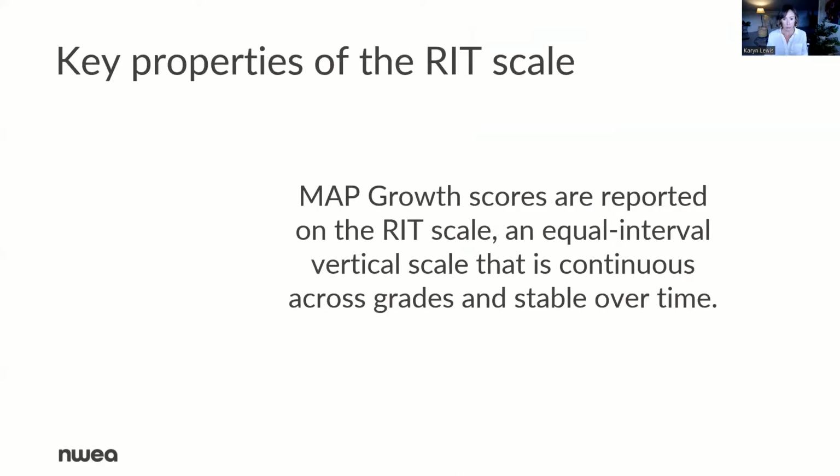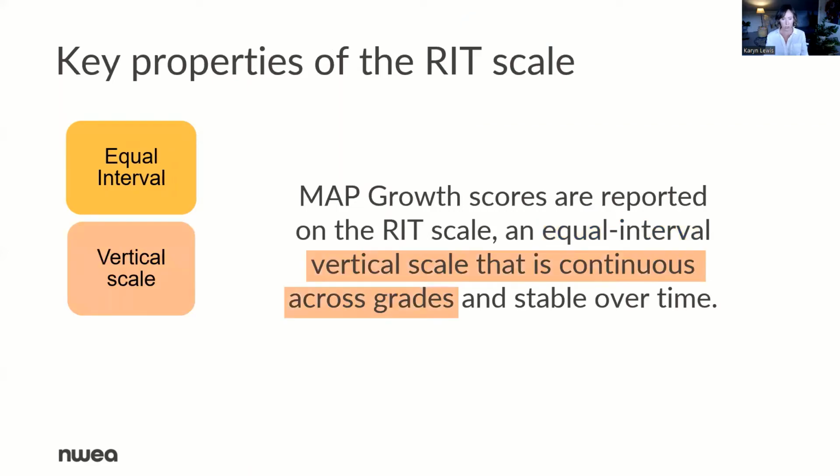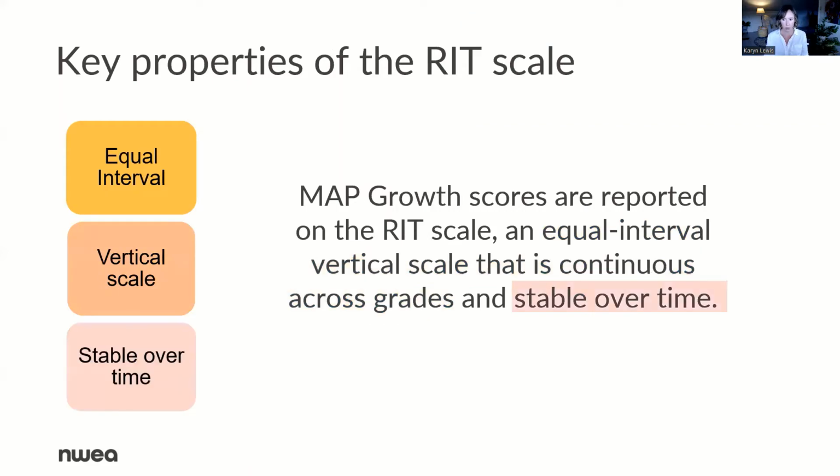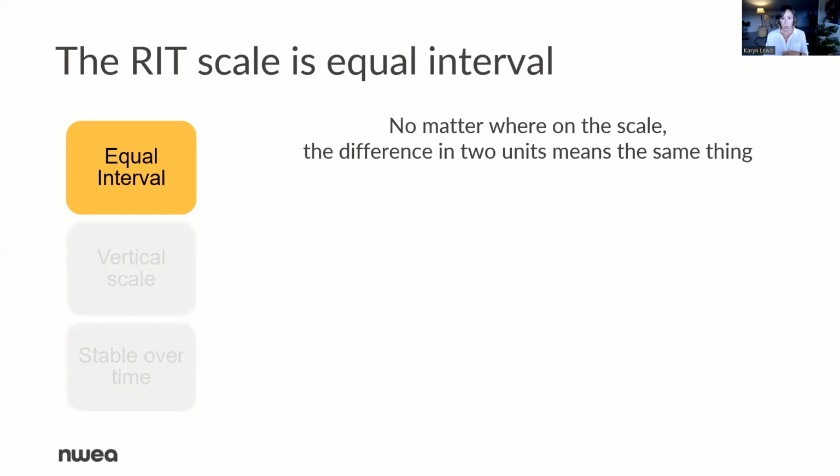There are some key properties of the RIT scale I want you to know. So I've drawn this quote directly from our technical manual, and it sums up 3 key features that are important to keep in mind. MAP growth scores are reported on the RIT scale, which is an equal interval vertical scale that is continuous across grades and is stable over time. So we're going to talk in turn about these 3 concepts of being equal interval scale, a vertical scale, and being stable over time. Let's start with what it means to be an equal interval scale.